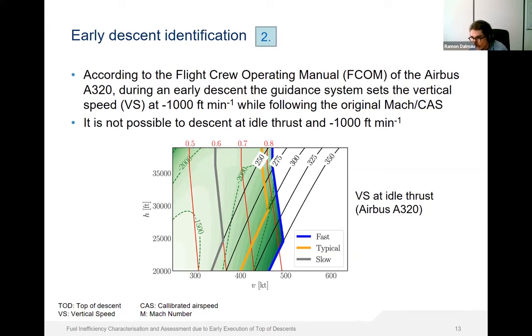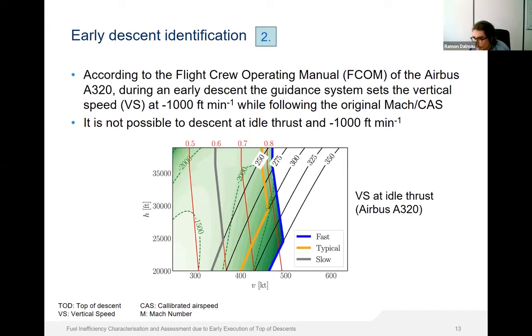resumed at idle thrust. This figure shows the vertical speed of an Airbus A320 with the engines at idle, assuming a typical descent mass, corresponding to the maximum landing mass. The vertical speed is presented as a function of the altitude in the vertical axis and the true airspeed in the horizontal axis. And several speed profiles are illustrated. A fast speed profile in blue, then a typical speed profile in orange, and a very slow speed profile in gray.